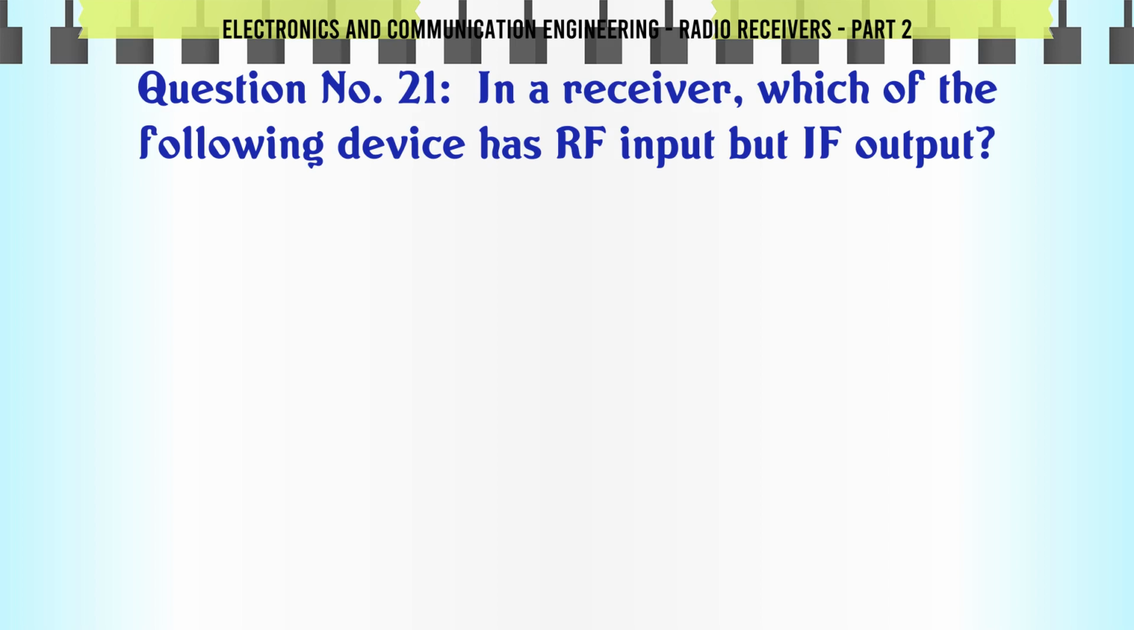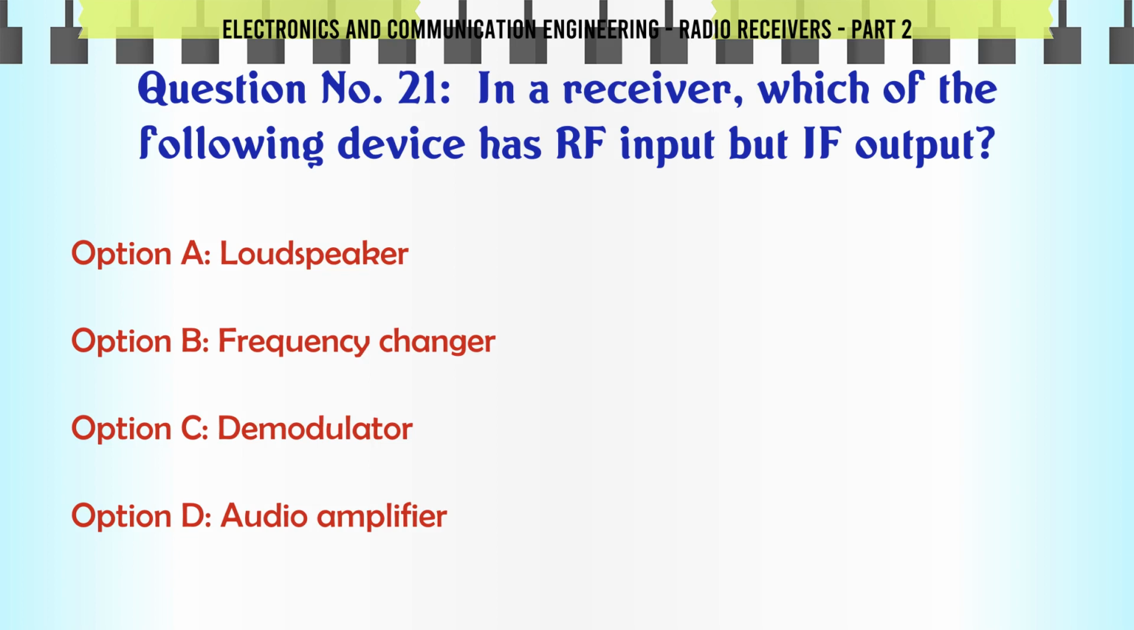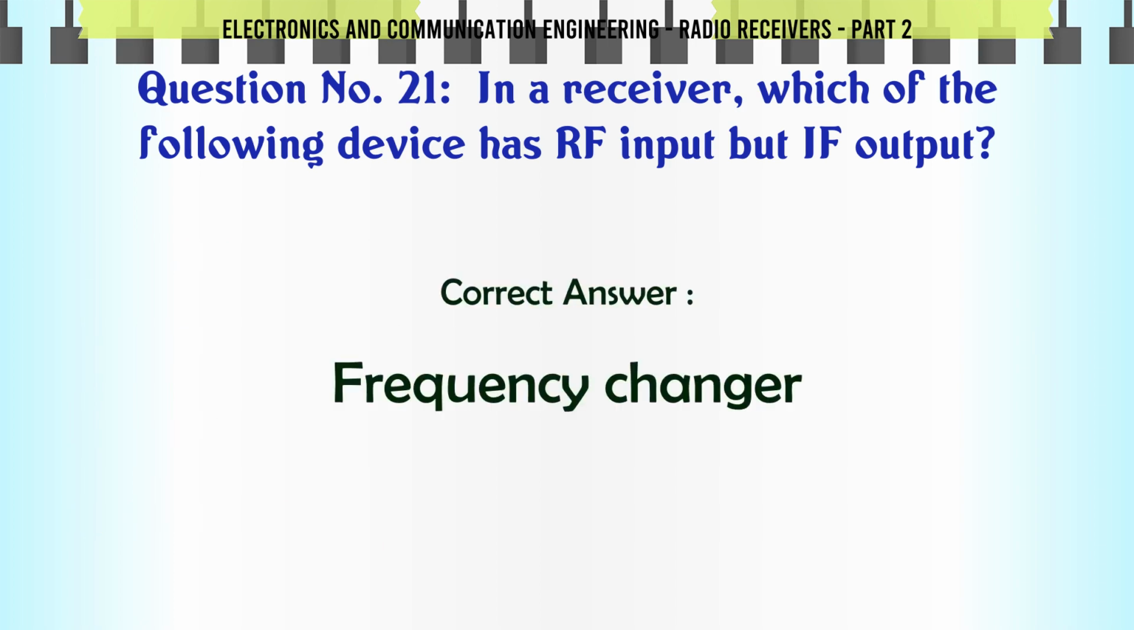In a receiver, which of the following devices has RF input but IF output? A. Loudspeaker. B. Frequency changer. C. Demodulator. D. Audio amplifier. The correct answer is frequency changer.